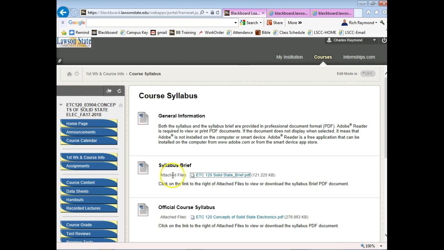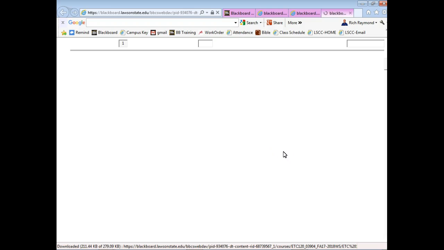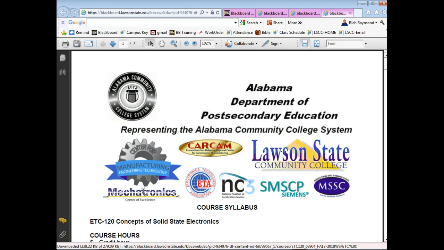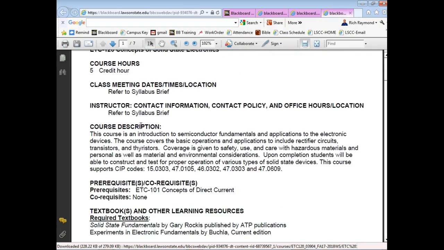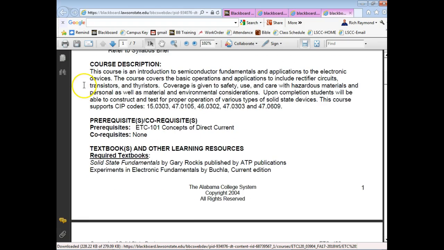Okay, formula sheet. Let's look over the course syllabus real fast. Most of y'all, our syllabi are basically the same for all our classes. So we don't put the date, we don't put the instructor in there anymore because that's all on the wall. It's on the brief. So the brief is part of the syllabus. Course description, prerequisite. The only prerequisite for this class is ETC 101, which is direct current. We do AC in this class, but we teach you the amount of AC that's required.